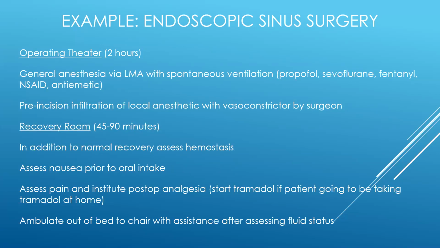Operating theater, typically about 2 hours. General anesthesia is given via laryngeal mask airway with spontaneous ventilation. Propofol, sevoflurane, fentanyl. A non-steroidal drug is administered after the surgeon confirms adequate hemostasis is obtained, and the rest of the antiemetic, usually the ondansetron or the serotonin antagonist, is given towards the end of the case. Note that there will be pre-incision infiltration of local anesthetic with a vasoconstrictor like epinephrine or cocaine by the surgeon.